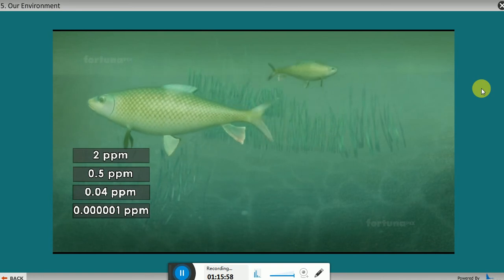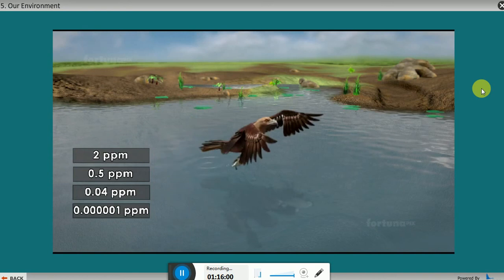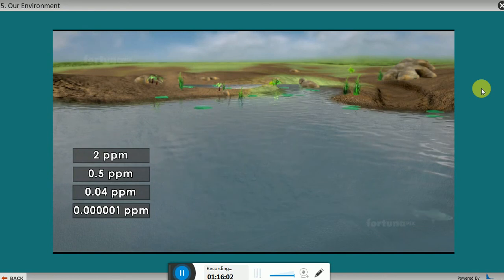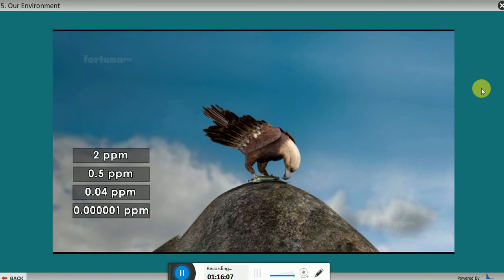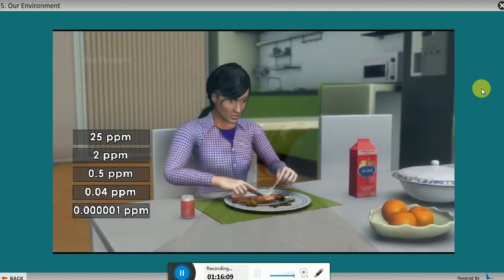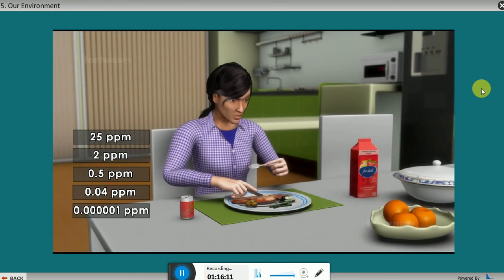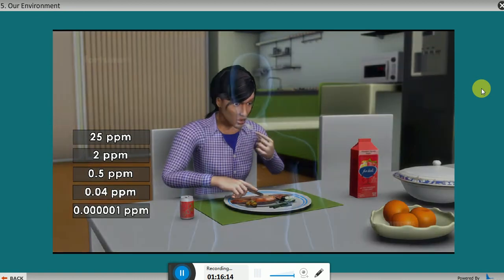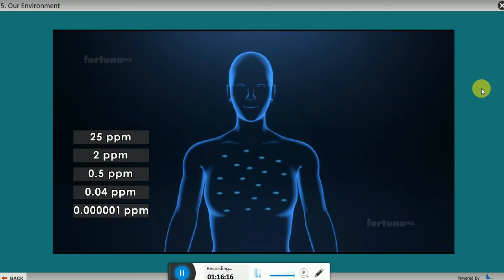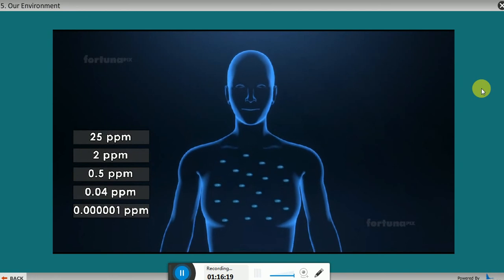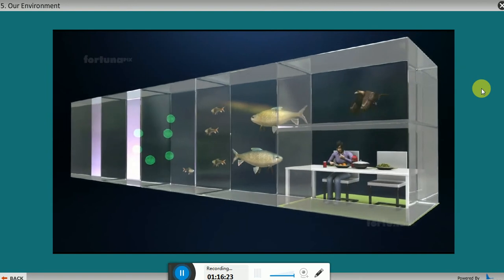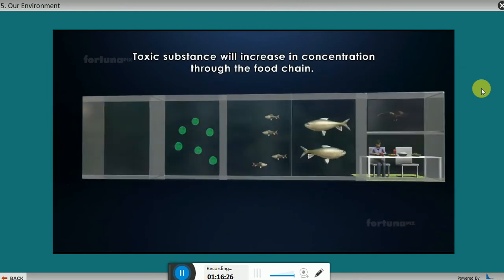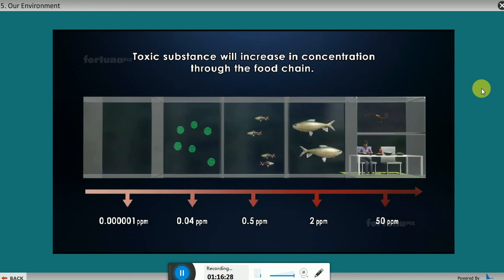Birds consuming several of these large fish will accumulate still greater amounts of the pesticide, 25 parts per million. Then a human eating several contaminated fish may be exposed to significantly higher doses of DDT, 50 parts per million. In this way, a small quantity of a toxic substance will increase in concentration through the food chain or food web of an ecosystem.